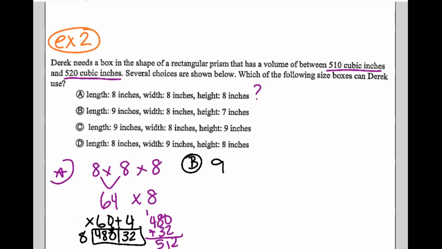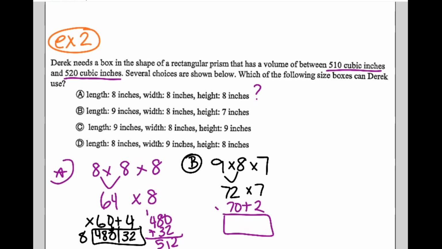B says 9 times 8 times 7. All right, this looks very promising. All right, let's go. 9 times 8 is 72 because I know my facts, and then I'm doing 72 times 7. So let me get my area model going. 2 times 7. Okay, I know that I bring down my 0, and then 7 times 7 is 49, and then I know that 7 times 2 is 14. So let's add that together.